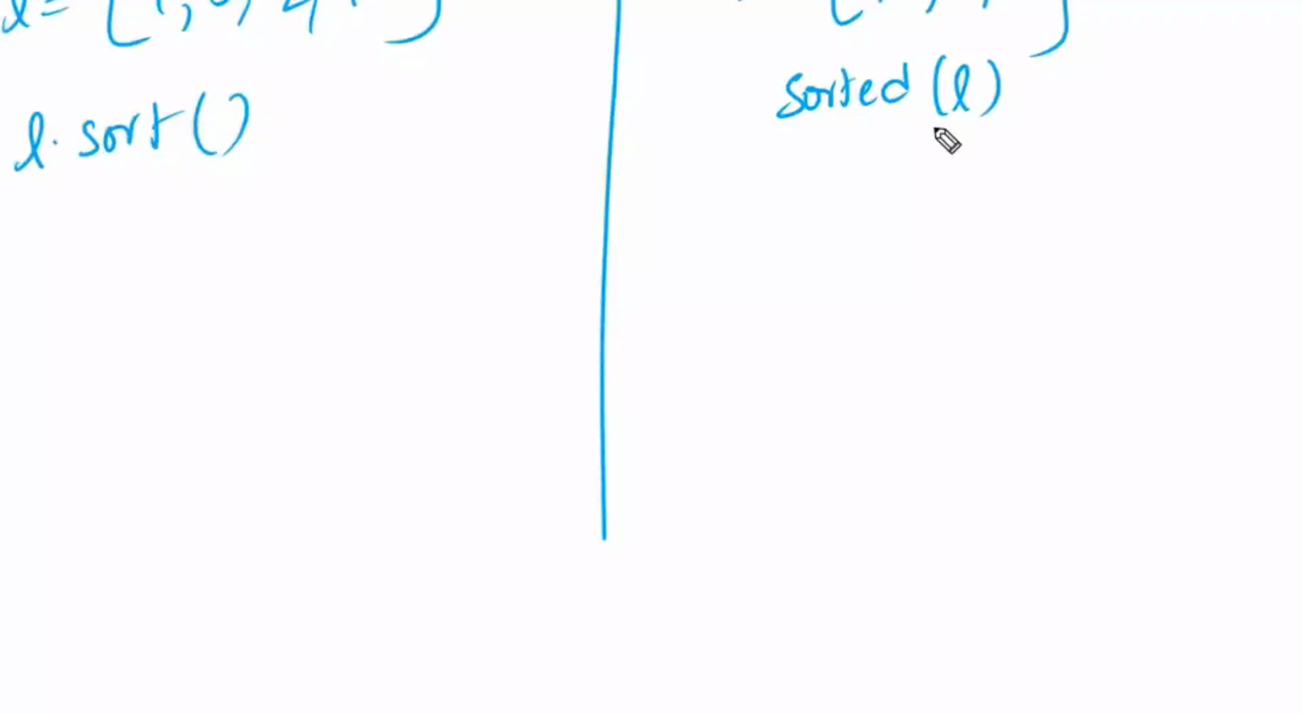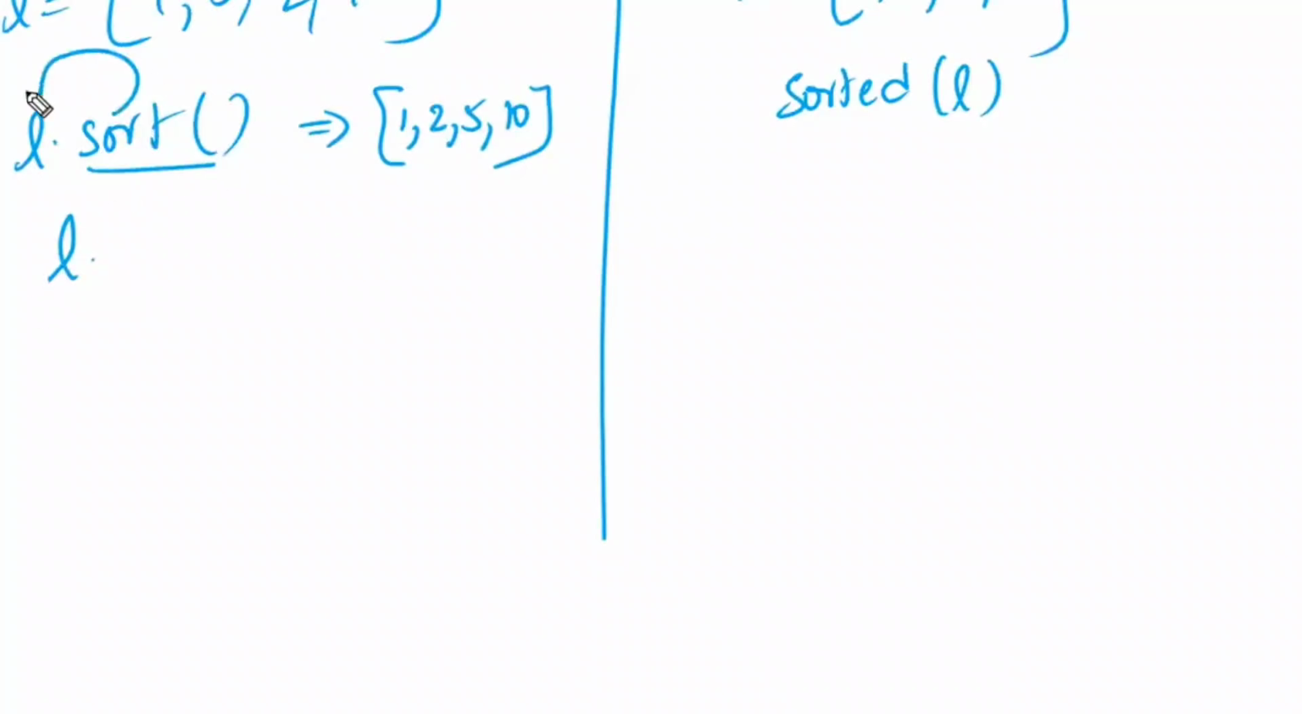Now, what is the difference? There is a difference in the both. L.sort() is going to give me the output as the list [1, 2, 5, 10], and it is getting stored in the original list only. After sorting, it is again getting stored in the original list. That is the reason if you ask print(L), it is going to print the sorted one, not the original one. Because after sorting, it is replacing the original, since it is a mutable object.